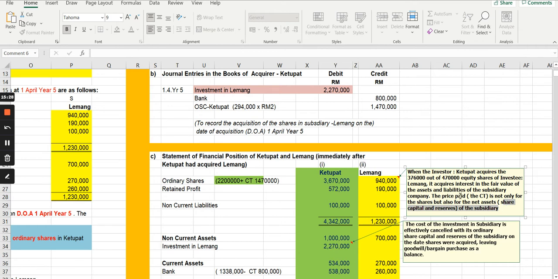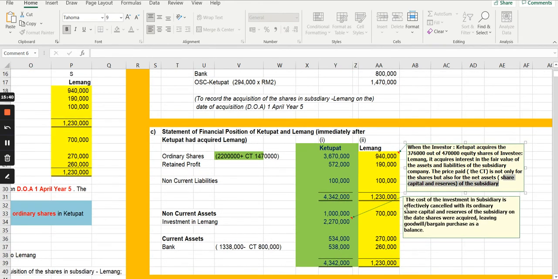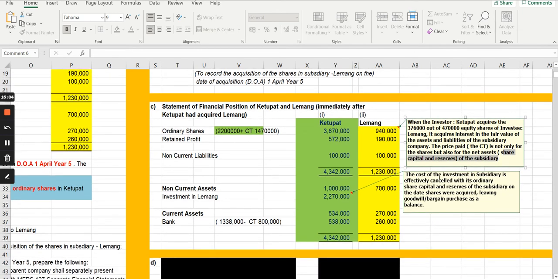So when you pay for that, you also have the right to acquire the net asset of the subsidiary after the date of acquisition. And the cost of investment in subsidiary, later when you consolidate the result, will be effectively cancelled with the ordinary shares in the subsidiary. That will be one of the ways where you will see the difference that leads to goodwill or bargain purchase. This is explained in the textbook at page 334. You can refer to page 334.